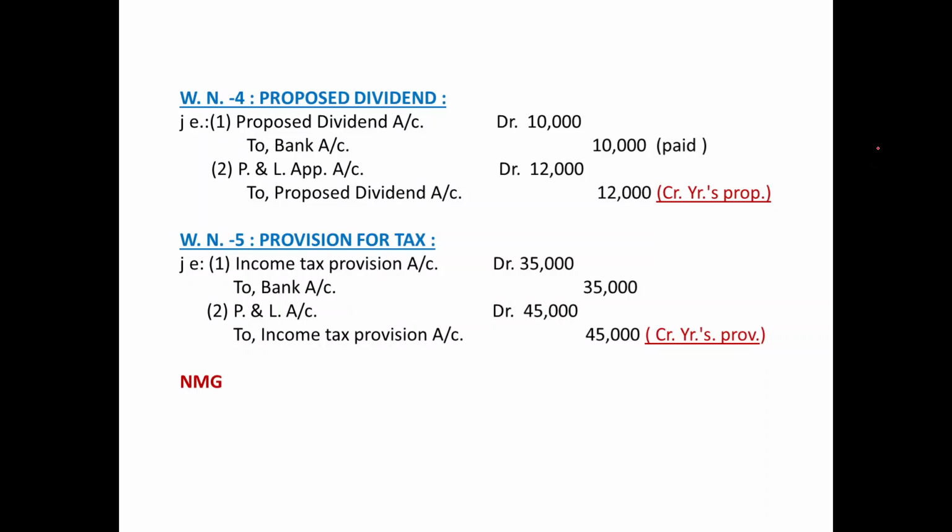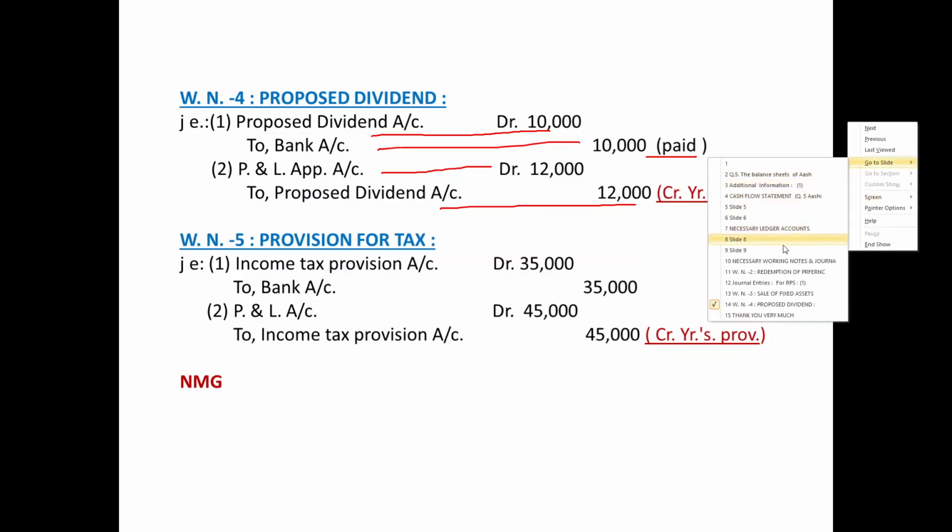So provisions of Companies Act are very clear and that is why ये कहे तो भी करना है और ना कहे तो भी ये करना है, because it is related with provisions of Companies Act. First J, for the payment of proposed dividend of the last year, proposed dividend account debited 10,000 to bank account credited 10,000 paid. Then closing balance was given rupees 12,000. It is the current year's proposal. Profit and loss appropriation account debited 12,000 to proposed dividend account credited 12,000.